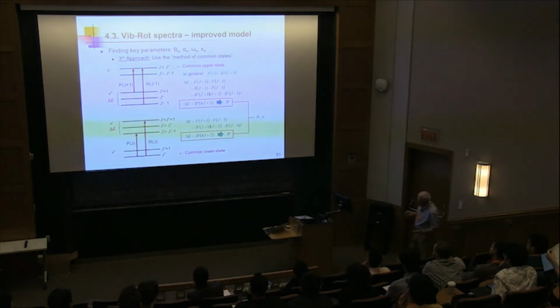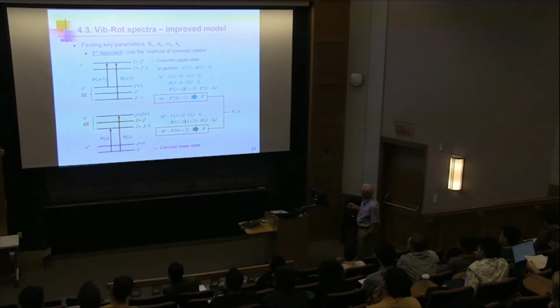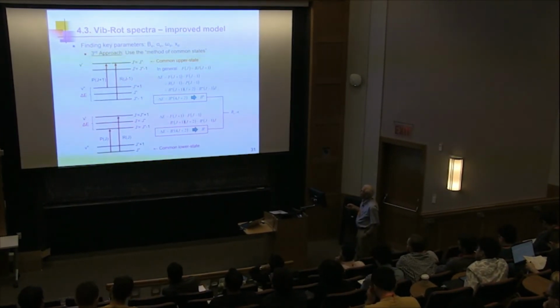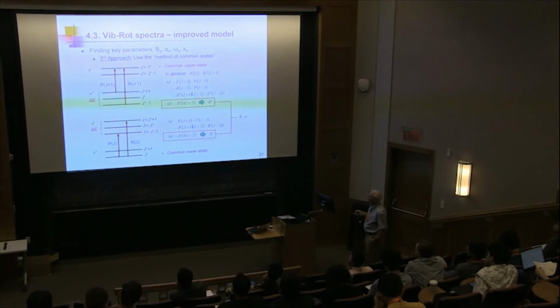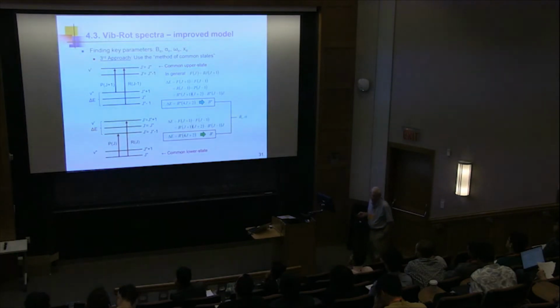If you take the spectrum and you find the lines that have the same upper state, the difference in their energies is this spacing right here. But I can write that spacing in terms of B, the lower state. So I can use common upper states to solve for B of the lower states. I can use common lower states to solve for B of the upper states. So that's a real simple thing to do.